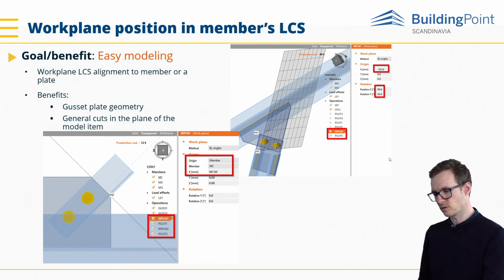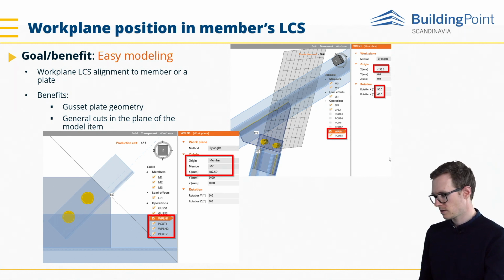And work plane position in members' local coordinate system. This also leads to much easier modeling. This has been a headache for some users for some time. Now a working plane can have its origin on a member or a plate. Much easier to put in the right place compared to before. So that makes it much easier to cut, for example, gusset plates in the correct angle if you want to do that.